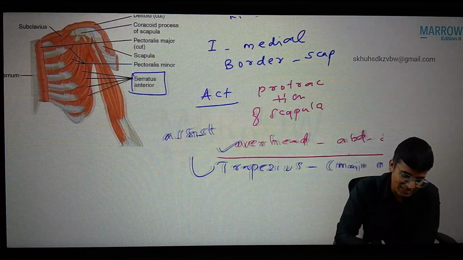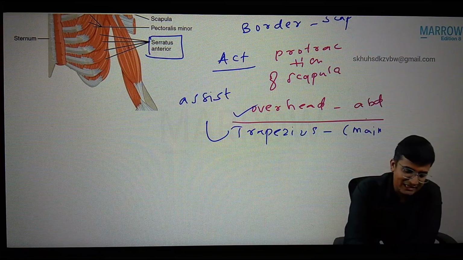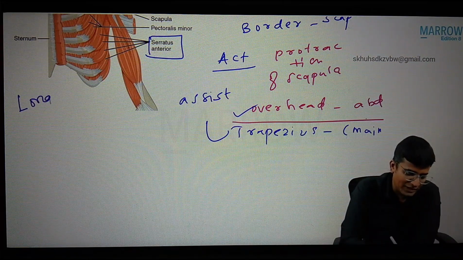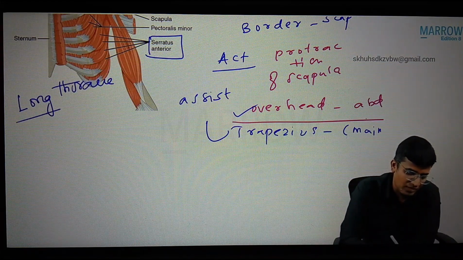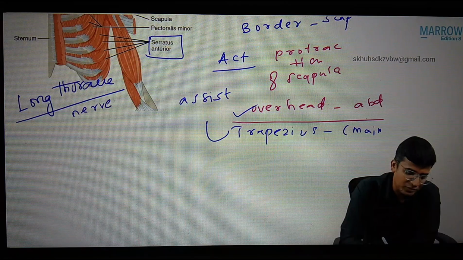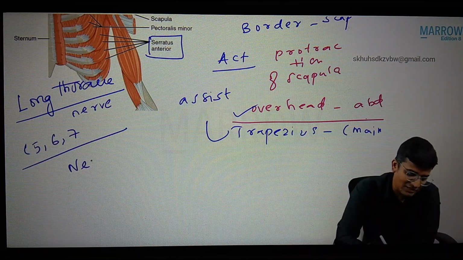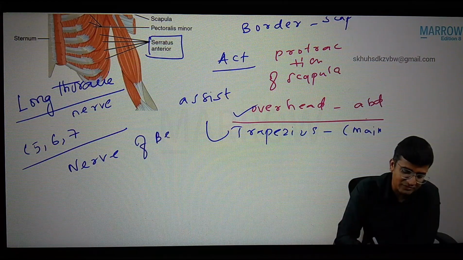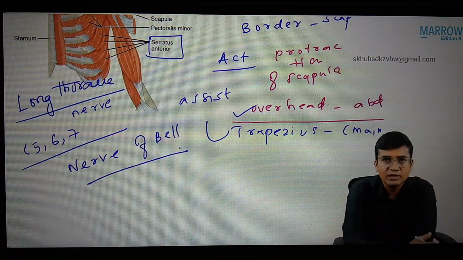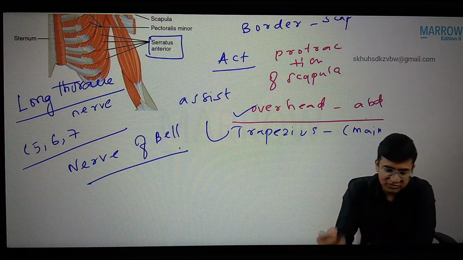Next, what is the nerve supply? Serratus anterior is supplied by the long thoracic nerve. Long thoracic nerve root value C5, C6, C7. Long thoracic nerve is also known as the nerve of Bell. Now, injury to the long thoracic nerve.